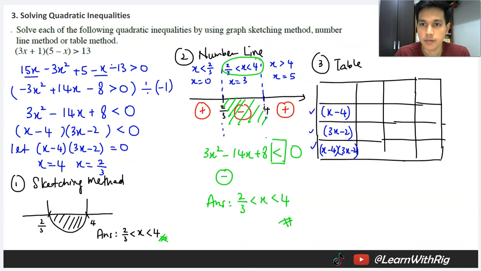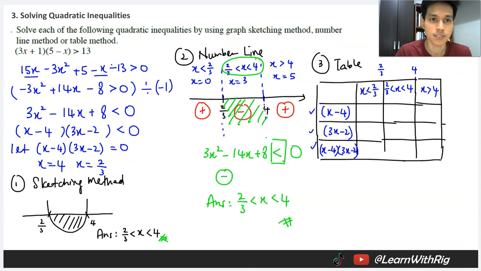Okay, now here you have to follow these three boxes. You're going to have to follow the sequence. Which one is bigger? So 4 is bigger, so 4 has to be here, and this one has to be 2/3. So the range is: x is between 2/3 and 4. Here is x more than 4. Here is x less than 2/3.